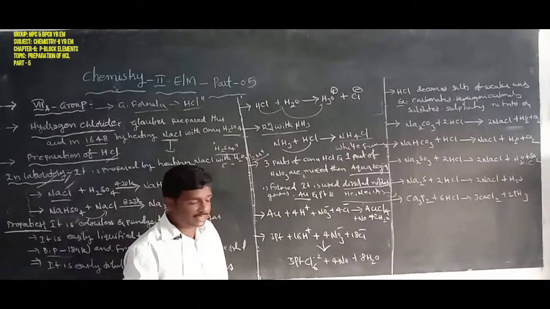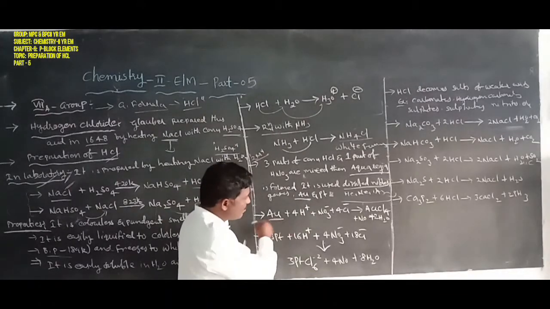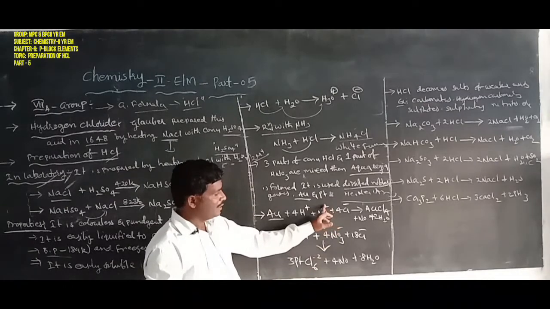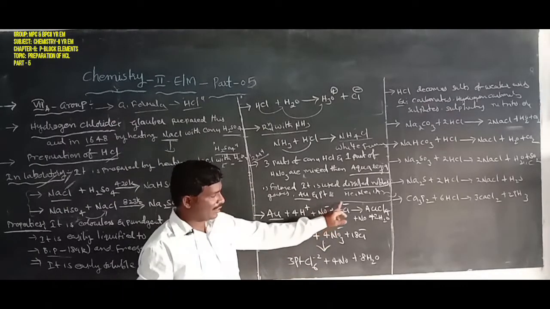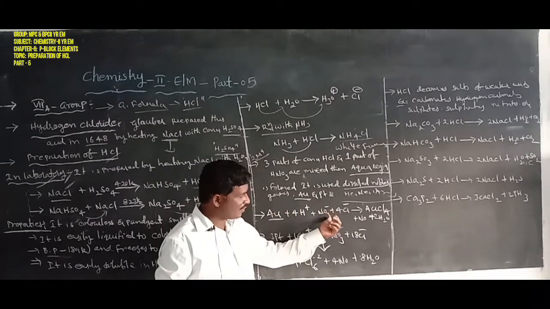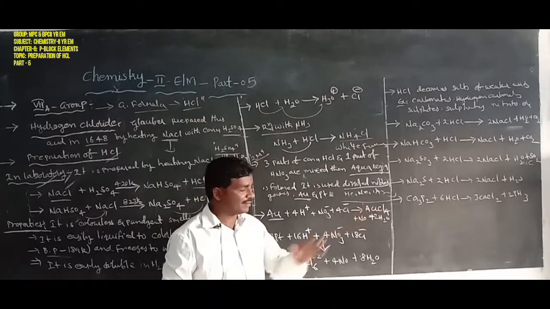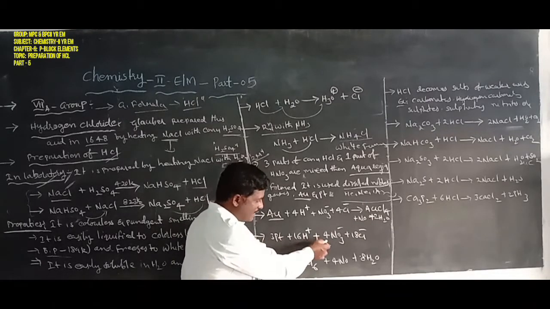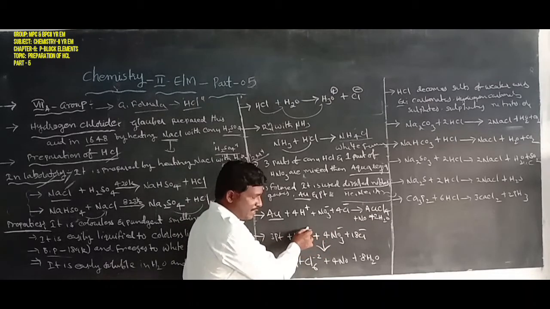Here is aqua regia: Au, 4H plus and NO3 minus, the nitrate anion, and Cl minus. Here gold is dissolved in aqua regia to form gold tetrachloride. Next, platinum dissolved in aqua regia, 6 hydrogen H plus.